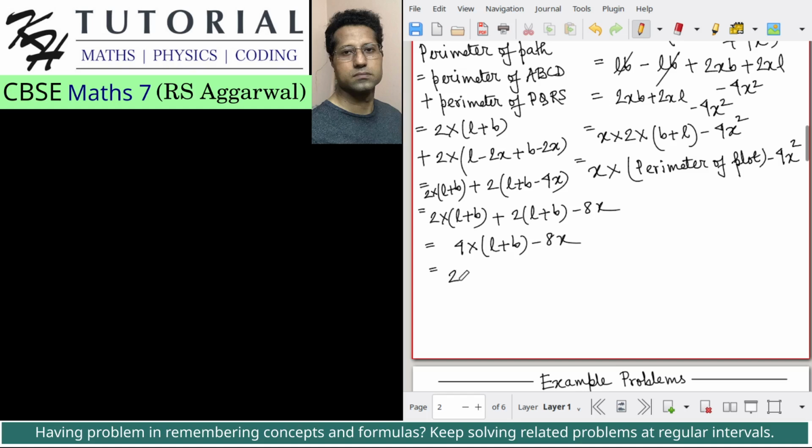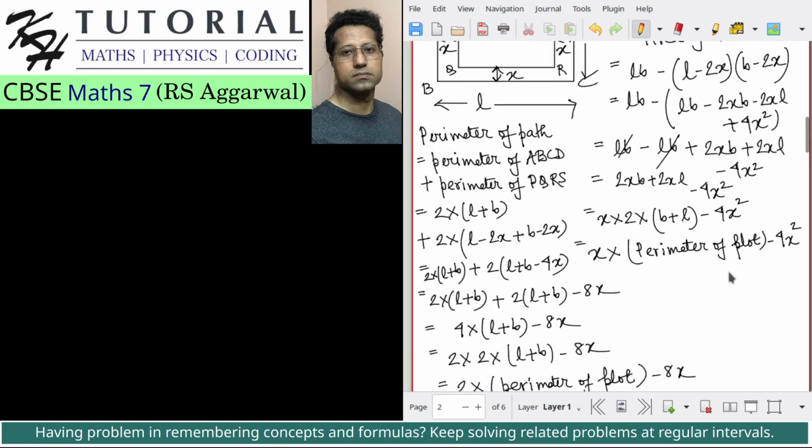This is equal to 2 into L plus B minus 8x, and 2 into L plus B is the perimeter of the rectangular plot. So we have perimeter of plot minus 8x. So the formula of the perimeter of the path becomes 2 into the perimeter of the plot minus 8x, where x is the uniform width of the path.